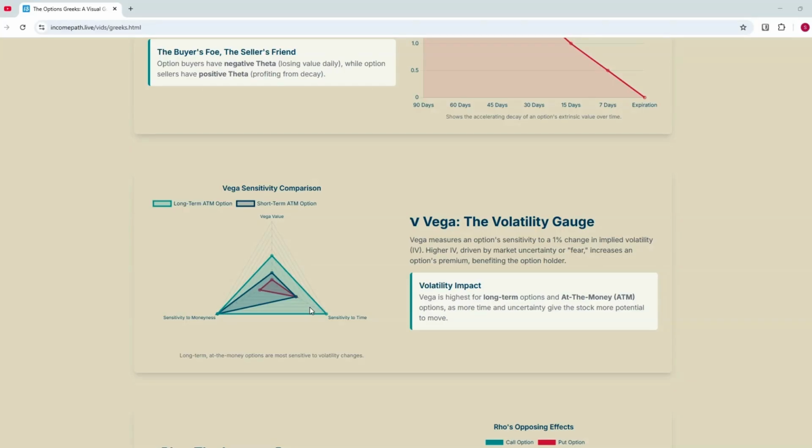So it's about thinking around if we had a long-term option, we've then got the sensitivity to time and then sensitivity to the actual premium or moneyness of the option itself. Obviously, if we've got a short-term at the money option, that's going to be a lot more sensitive to the moneyness and the premium than it will be to the time. So again, different ways of looking at these things.